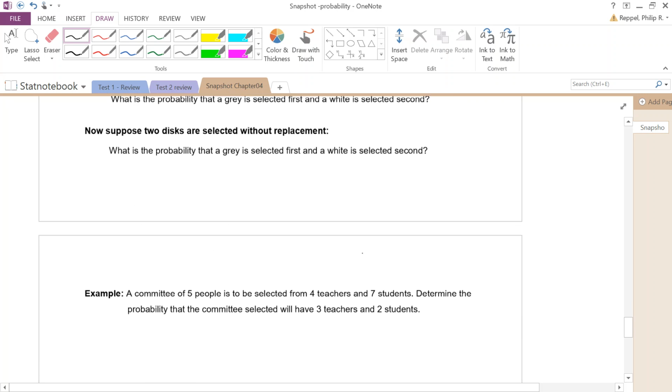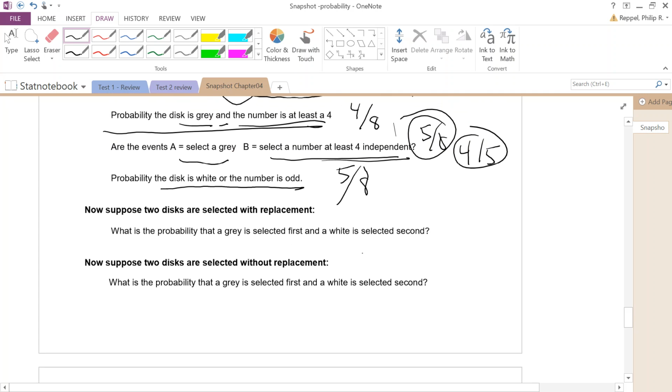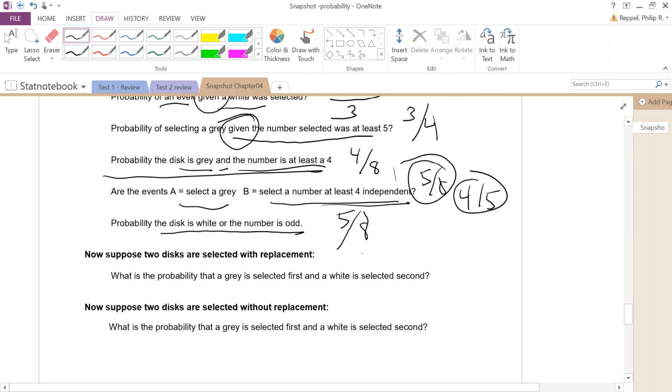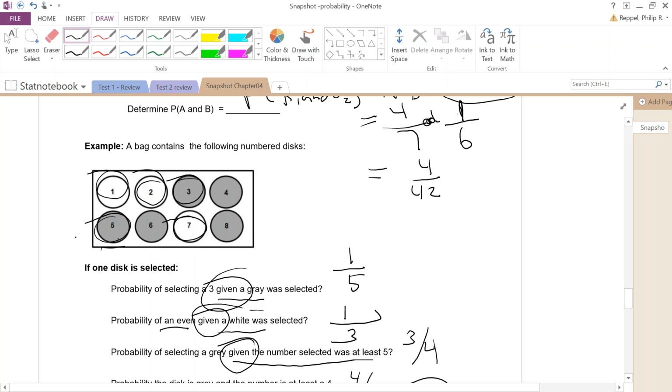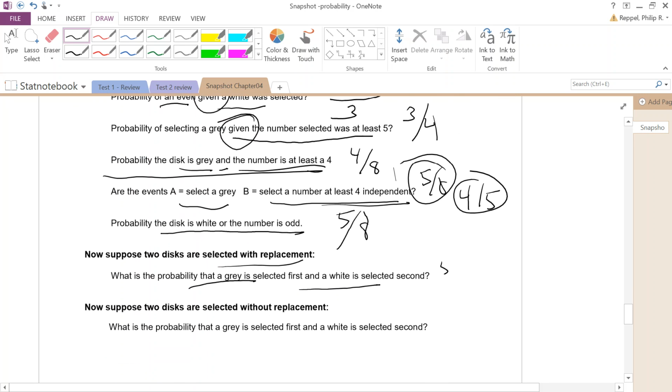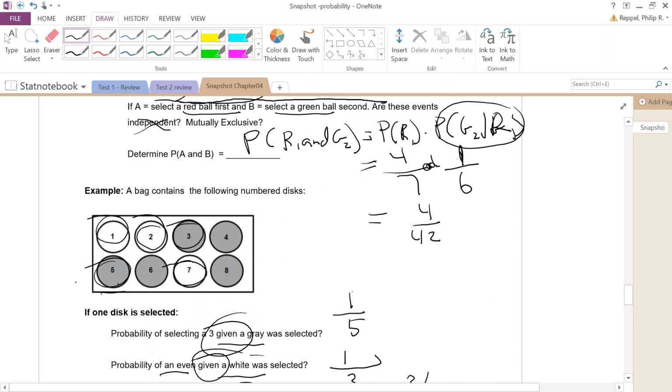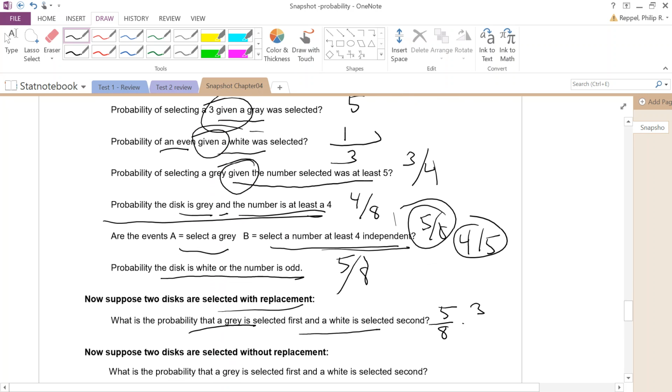Now, suppose 2 disks are selected with replacement. If 2 disks are selected with replacement, what's the probability you get a gray first and a white second? Well, if you're putting it back, you're starting over. So the probability of gray is 5 out of 8. The probability of getting a white is 3 out of 8. Independent events can be multiplied. So 15 over 64.